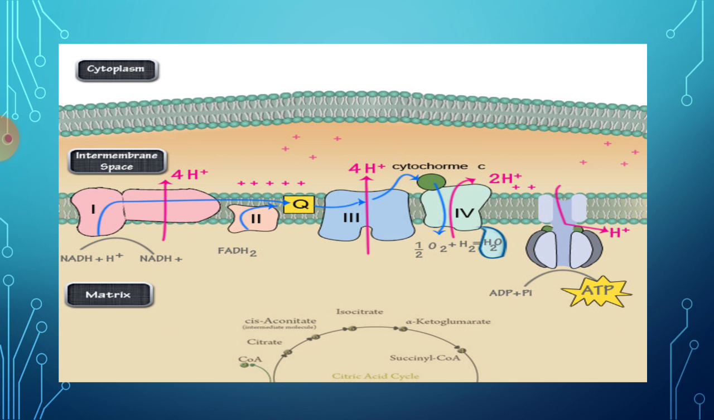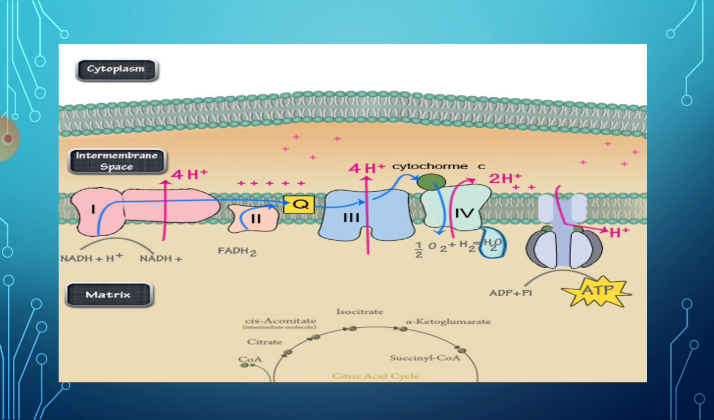Why this difference? Here, at complex 4, 2 hydrogens are transported from the matrix to the perimitochondrial space. The remaining 2 hydrogens are joined with oxygen, so that oxygen is changed into a water molecule. That is why here we can expect only 2 hydrogens. Thus, when NADH2 is oxidized into NAD, electrons are transported from complex 1 to 3, 3 to 4, and 4 to oxygen through the 2 mobile carriers. Meanwhile, proton motive force is developed. By this, 10 protons are transported from the mitochondrial matrix to the perimitochondrial space through complex 1, complex 3 and complex 4.